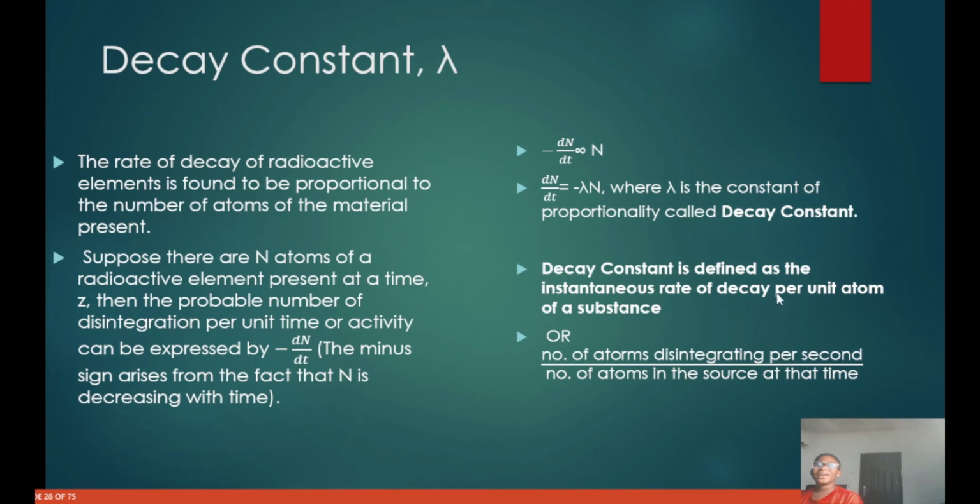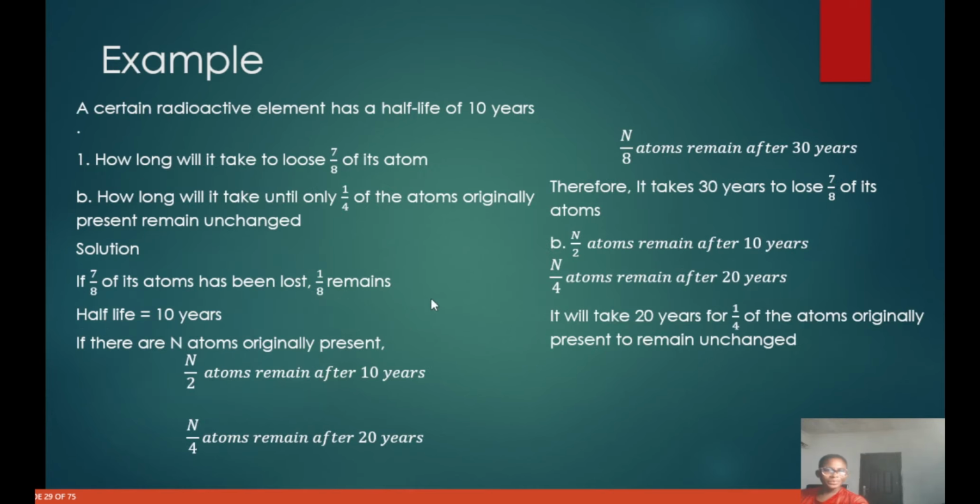Decay constant is defined as the instantaneous rate of decay per unit atom or substance, or you can call it the number of atoms disintegrating per second divided by the number of atoms in the source at that time. So this one is related to time. This is a question that we can quickly solve. We have a radioactive element and it has a half-life. We already explained that half-life is the time for that element to divide into 2.